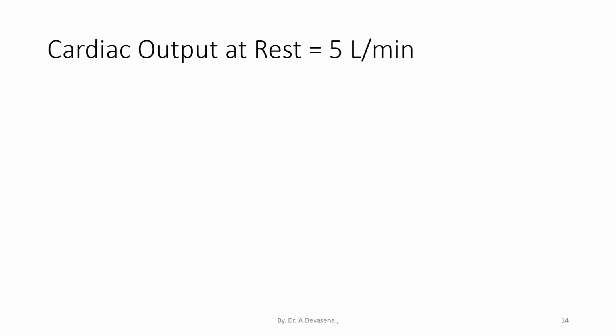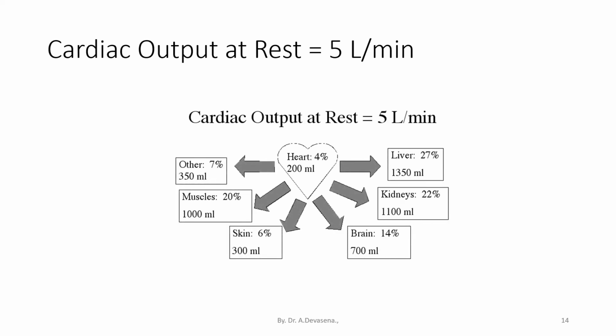Cardiac output at rest is equal to 5 liters per minute. The 5 liters per minute calculation is shown here. In this, the cardiac output at rest is 5 liters per minute. The heart consumes 4%, that is 200 ml of the blood. The liver consumes 27%, that is 1350 ml. Kidneys consume 22% of the blood, that is 1100 ml.